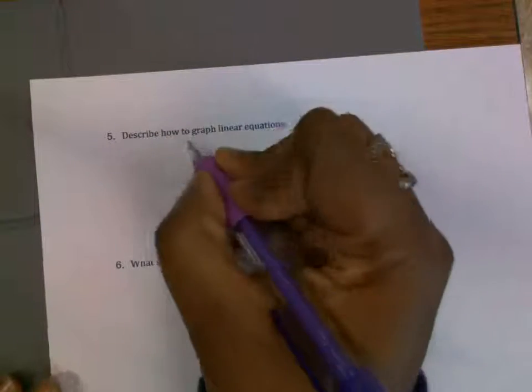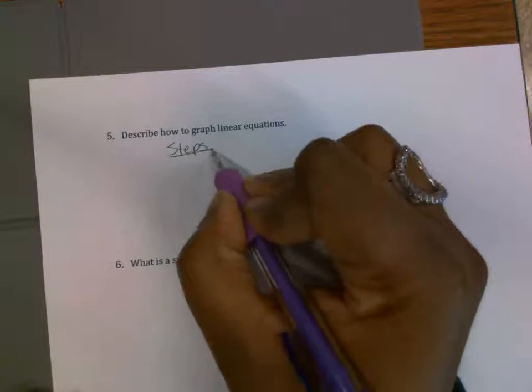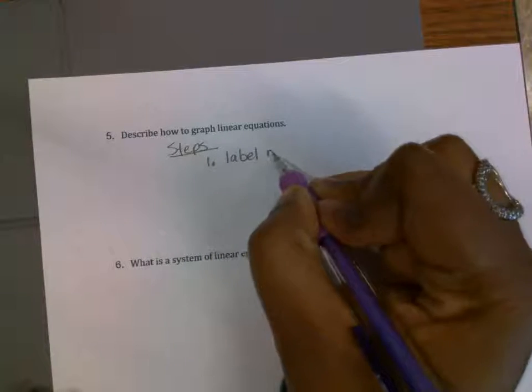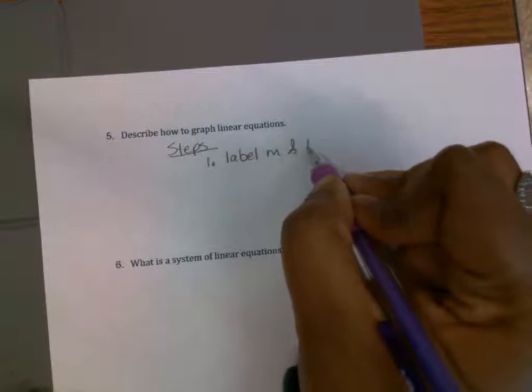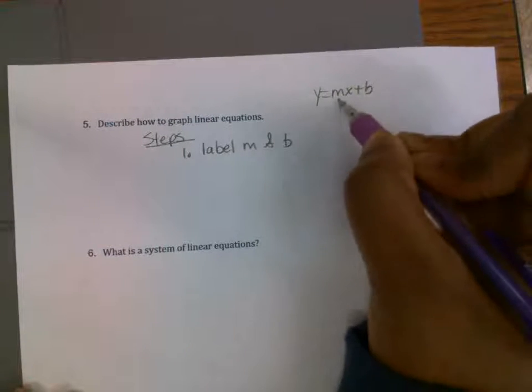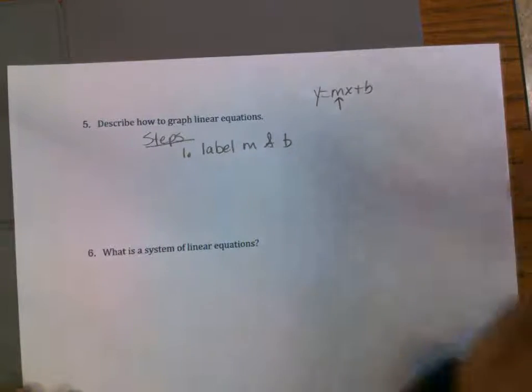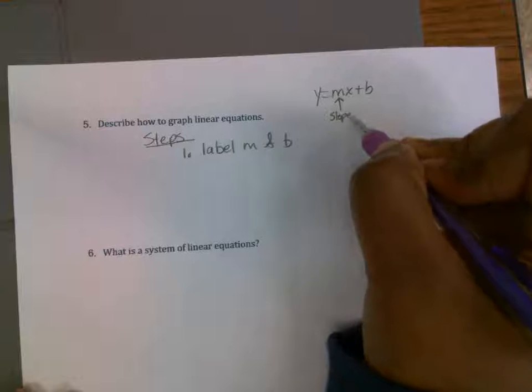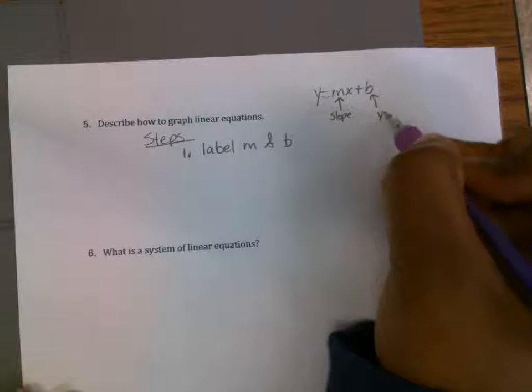Number 5 is, how do you graph a linear equation? Your steps for graphing a linear equation is that number one, you're going to label your m and b. Okay, and remember, it's written in y equals mx plus b. The number attached to x is your m. That's your slope. And the number that has no variable attached to it is your y-intercept.